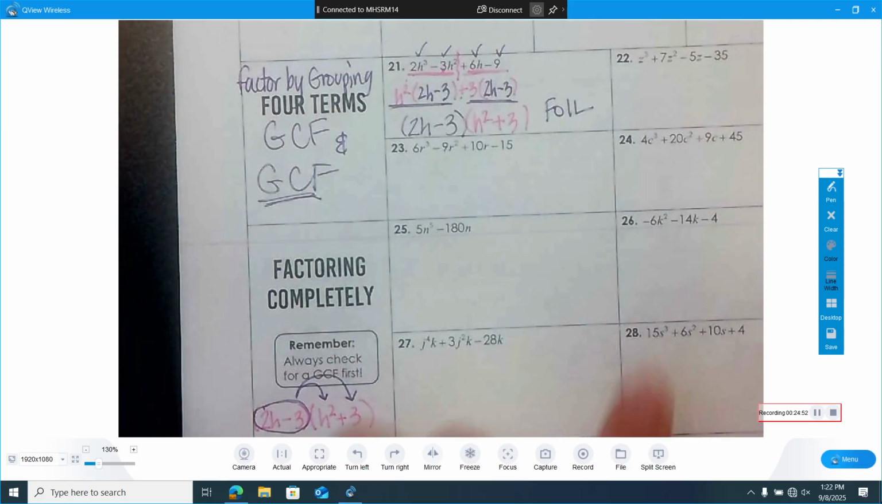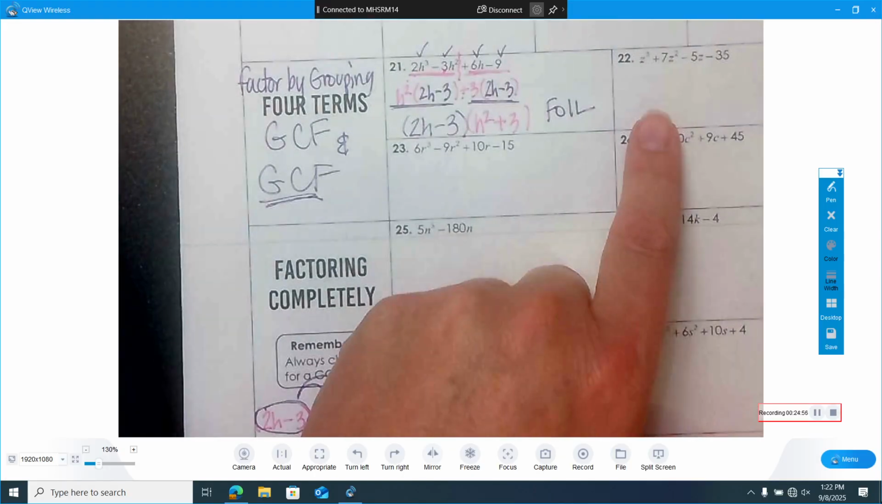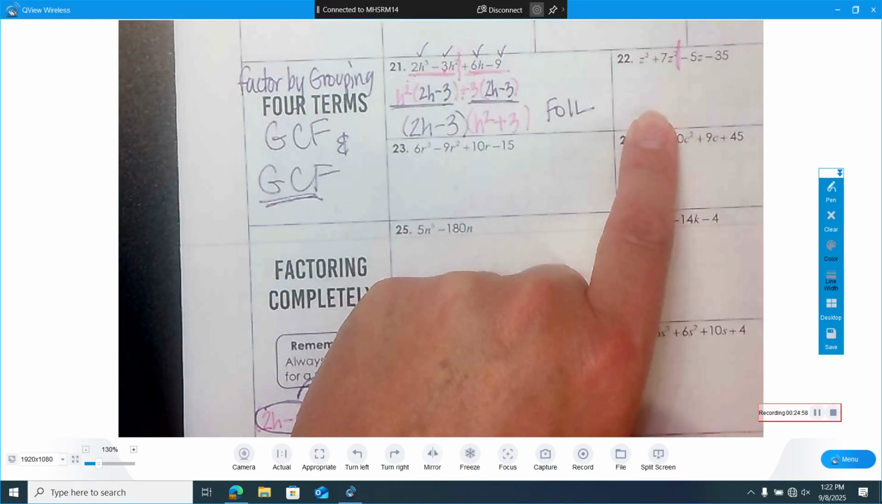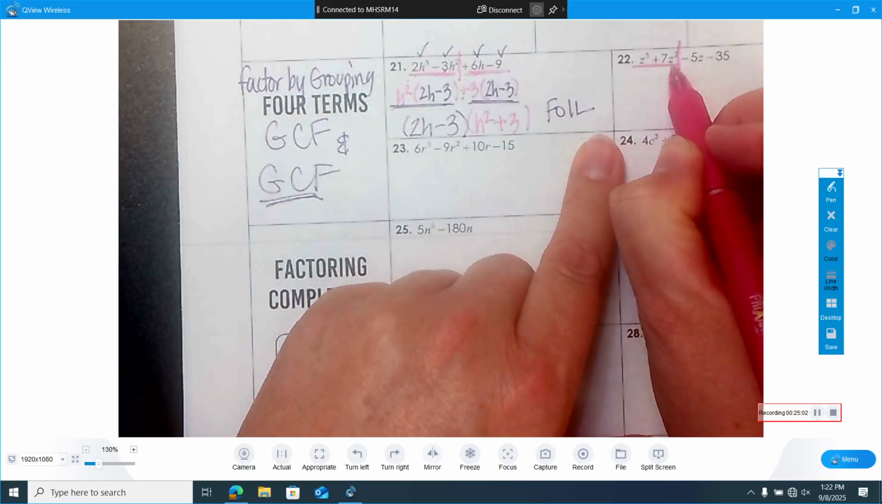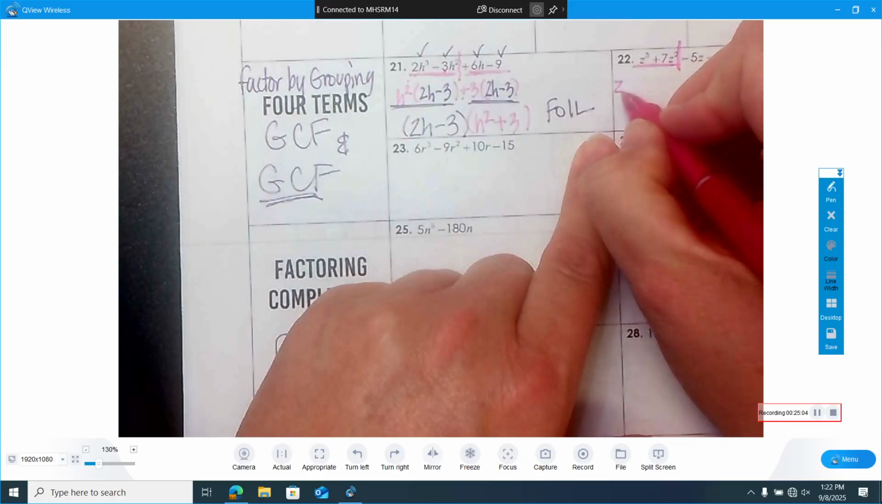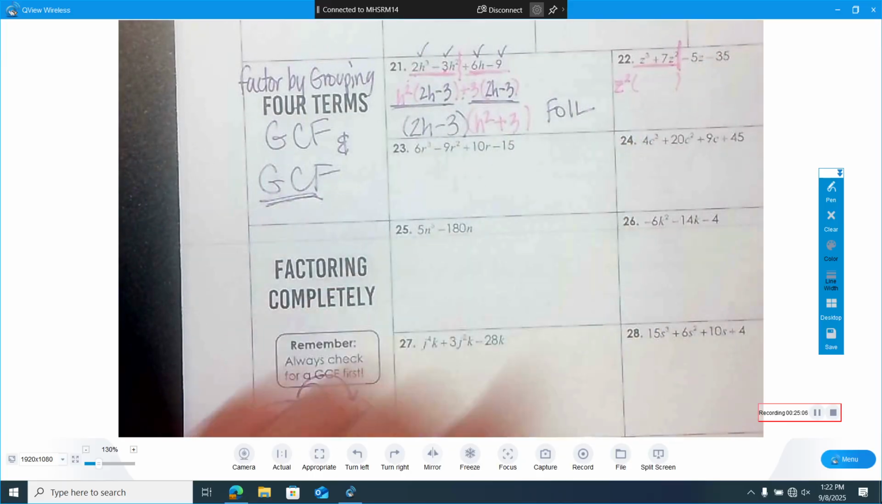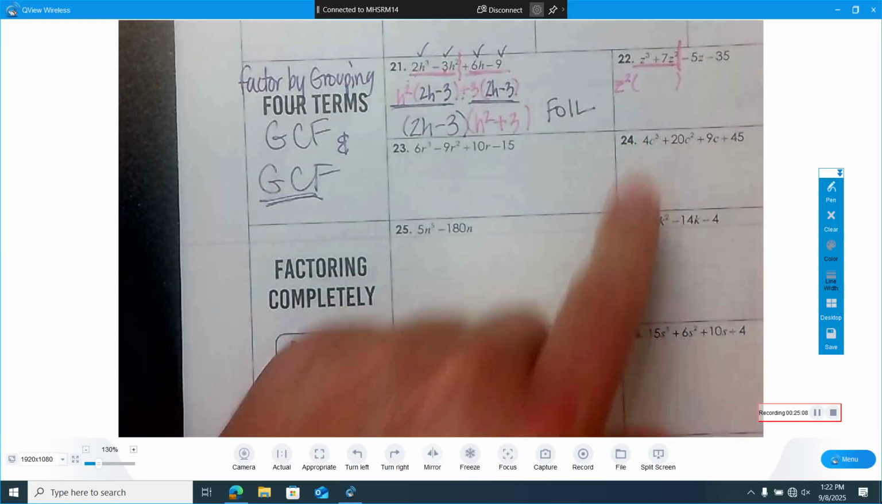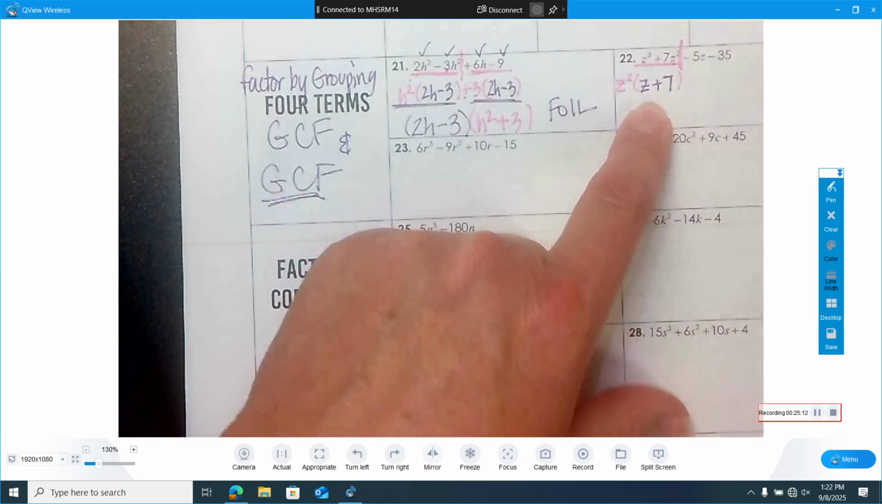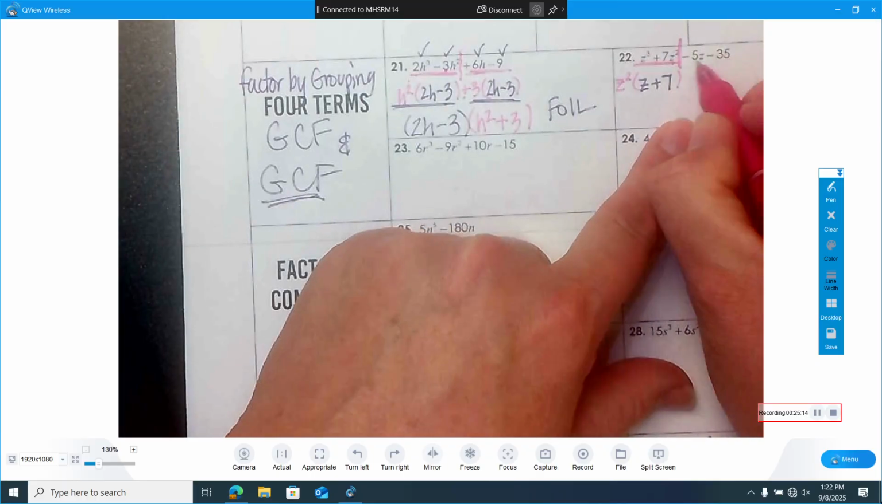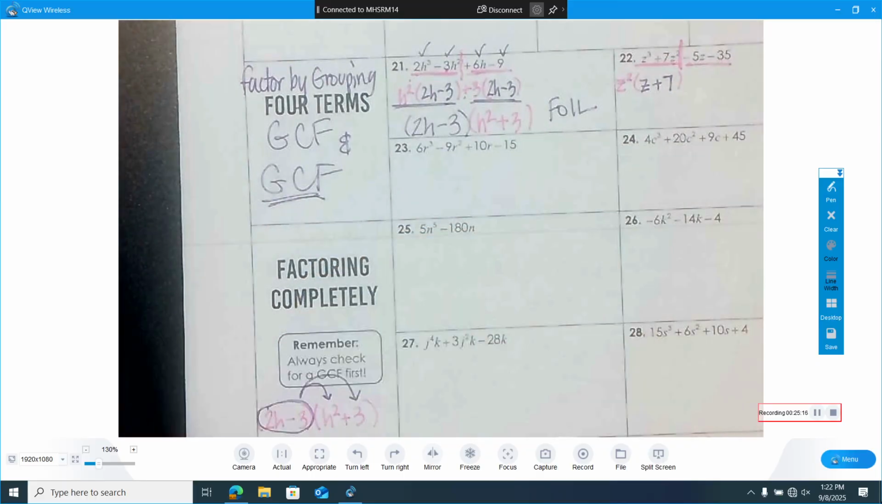Let's try 22. Like Moses, what are we going to do? Part the sea. All right. Looking at our first two terms here, what do they have in common? Z squared. You take out Z squared, what's remaining? Z plus 7. Beautiful.